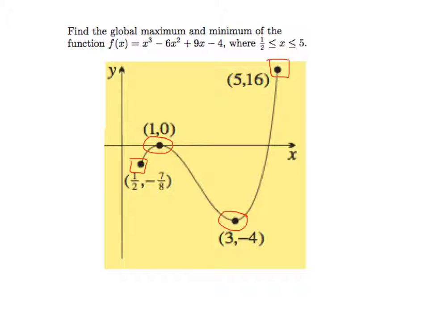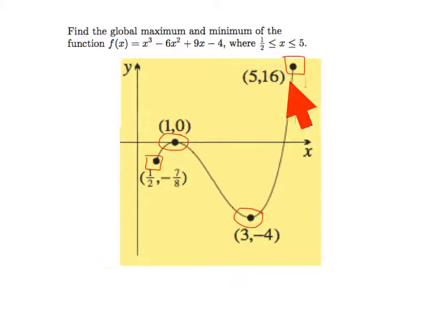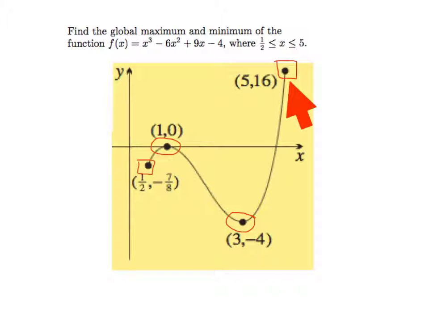So what is the global maximum? Well, it's not the maximum turning point at (1, 0), because the endpoint is (5, 16), so it's a whole lot higher. So your global maximum is there. Whilst your global minimum in fact will be that minimum turning point. So given the domain, there's your global maximum and your global minimum.